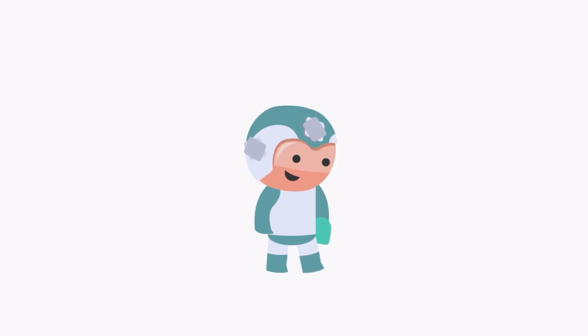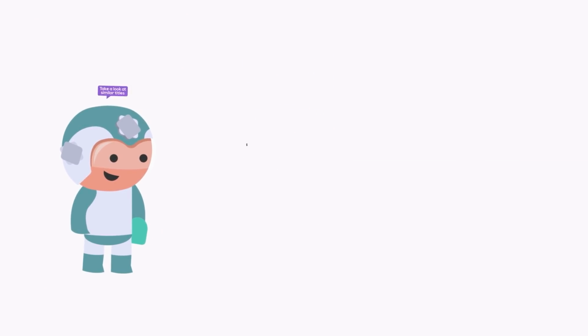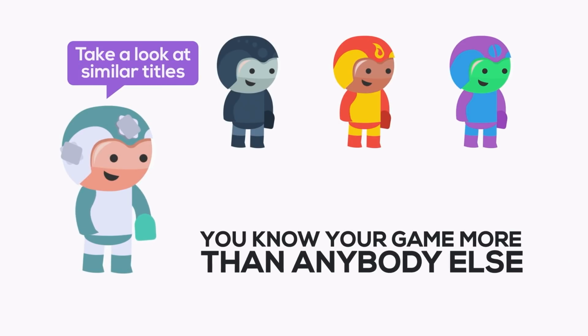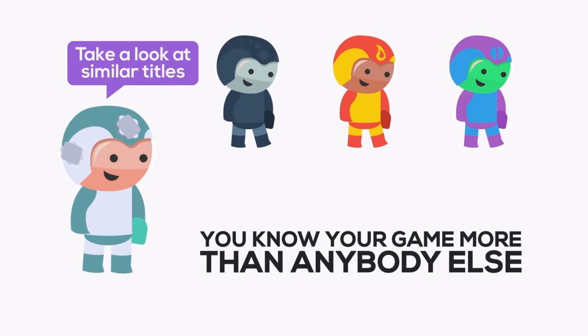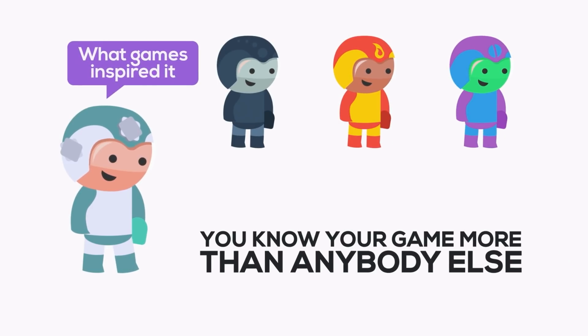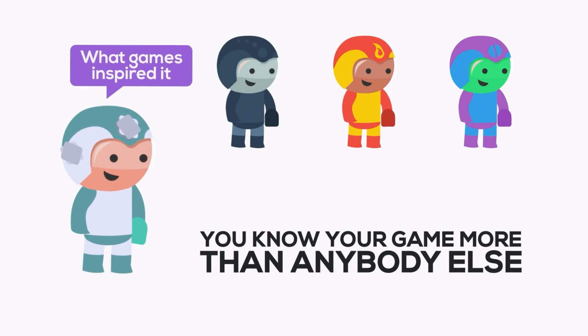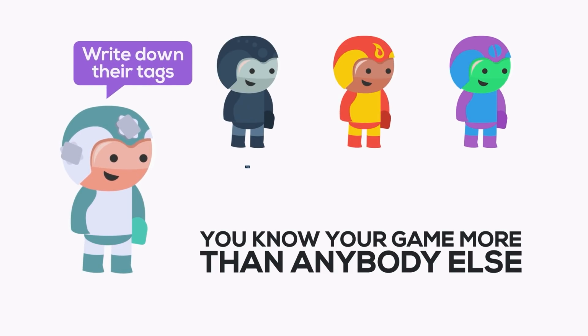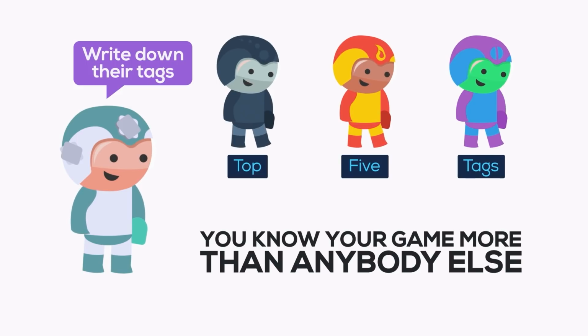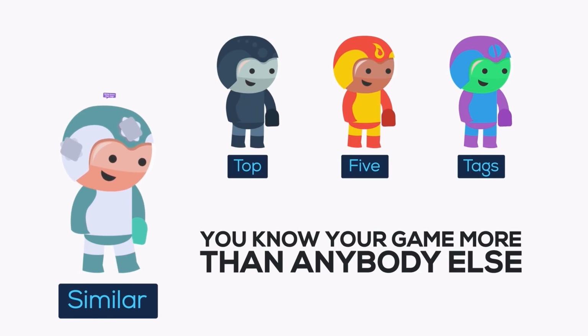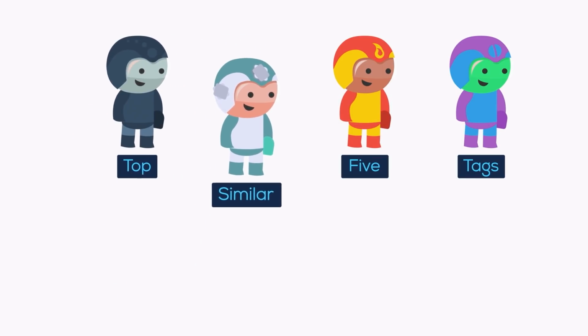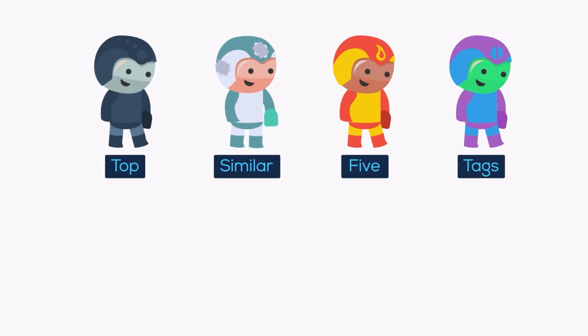Now that we know our goal, the next thing you should do is take a look at similar titles. You know your game more than anybody else, so you probably have a good idea of what games inspired it. Take a look at those games and write down their tags. Pay special attention to the top 5 tags of each game. You want your game to share similarities in tags with those titles to signal to Steam that players of those titles may be interested in your game.